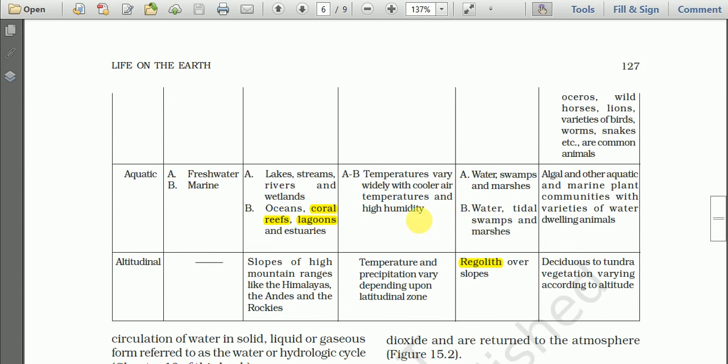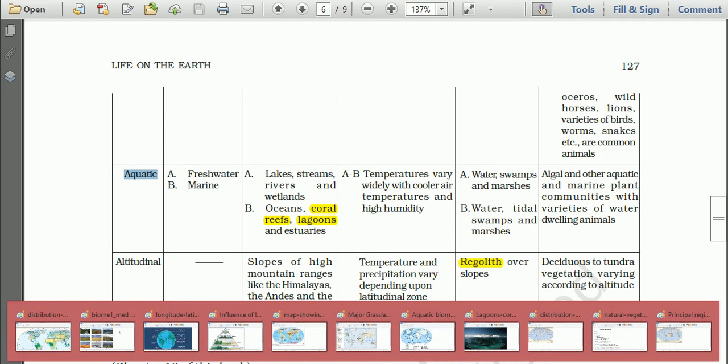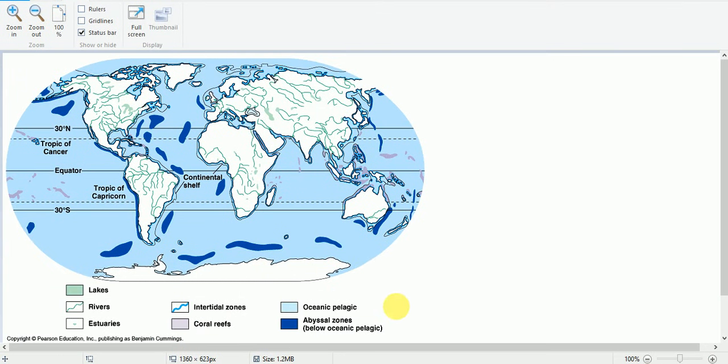Next we have aquatic biome. We have two types of aquatic biome, that is freshwater biome and marine biome. Freshwater actually refers to rivers, then lakes and other water bodies. Marine refers to the oceanic. And we have this map showing distribution of aquatic biomes.